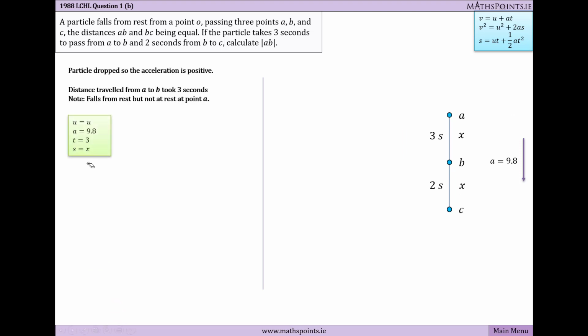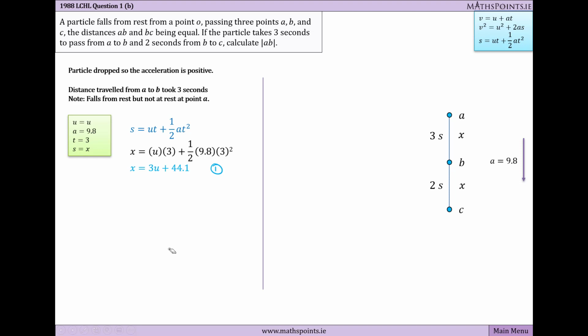So let's have a look at the equation from A to B. We're going to use the distance formula, s is equal to ut plus a half at squared. u is u, acceleration is 9.8. It took 3 seconds to travel that distance of x. And so let's sub these numbers into the formula to give us that x is equal to u times 3 plus a half on 9.8 by 3 squared. And tidying this up, we get x is equal to 3u plus 44.1. I'm just going to label this equation 1 for our system of simultaneous equations.